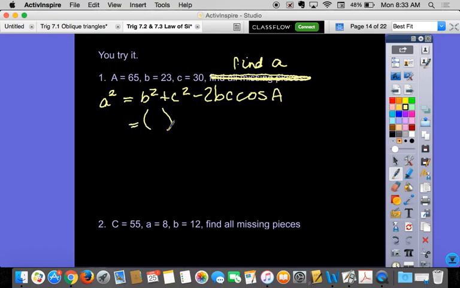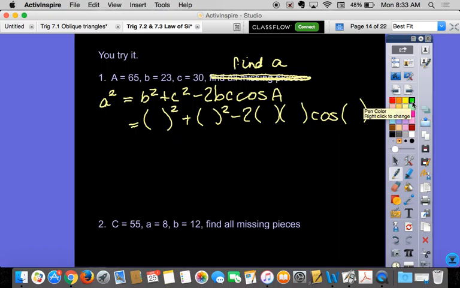Basically, you just got to do a prep stage. This is like prepping when you're cooking. You gotta prepare, and then you do the easy stuff. Go in and put in all of your information. And your angle was 65. Now, once you have that done, it's time to type 23 squared plus 30 squared minus 2 times 23 times 30 times cosine 65.